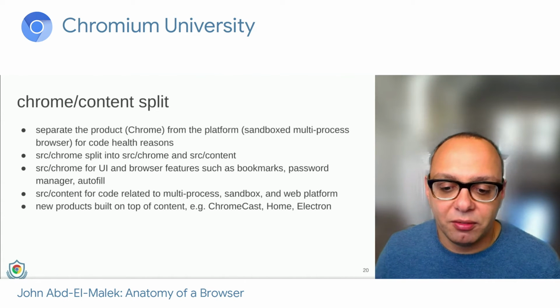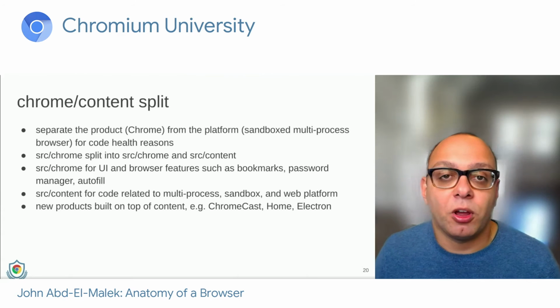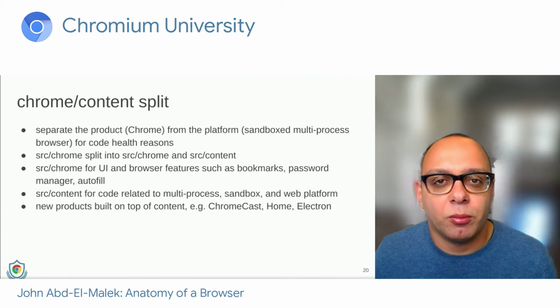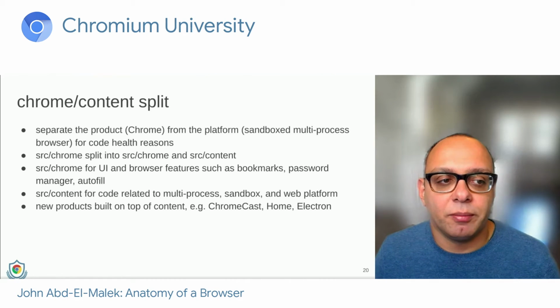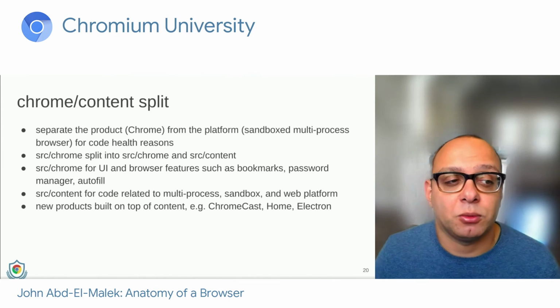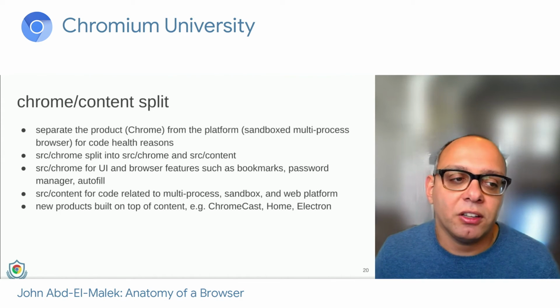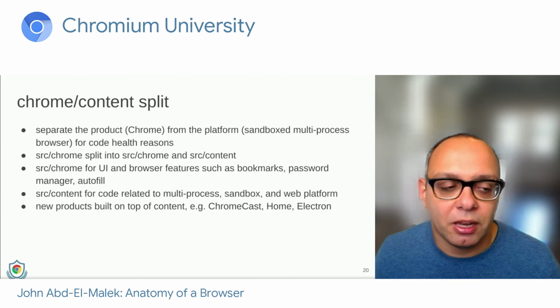So then after all these new processes, another massive architectural change was this thing called the Chrome content split. For code health reasons, we wanted to split the product, which is Chrome, from the platform. What we consider the platform is a sandboxed multi-process browser. So we split source Chrome into source Chrome and source content. And source Chrome is where the UI and browser features, things like bookmarks, password manager, autofill, stayed. And then content was where we moved everything related to multi-process, sandboxing and the web platform.